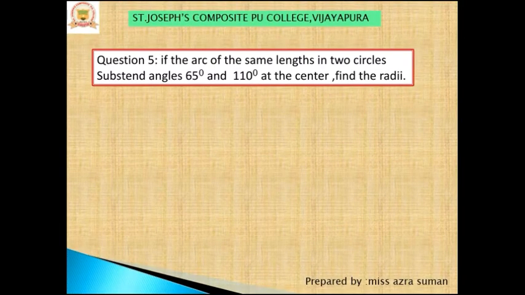Our next problem is, if arcs of the same length in two circles subtend angles 65 degree and 110 degree at the center, find the ratio of their radii. This is an important problem from the exam point of view. Many times this question is asked for 3 marks.